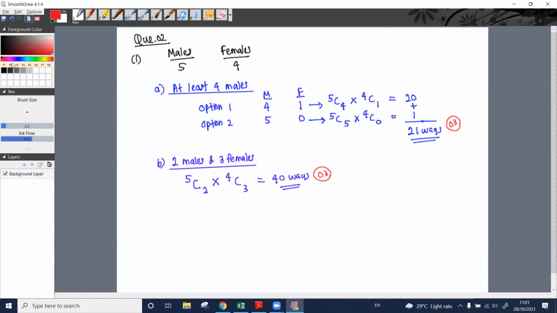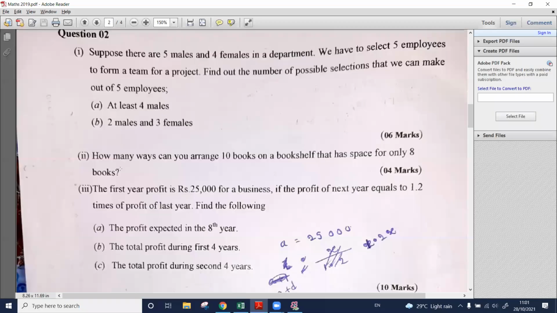Part 2. How many ways can you arrange 10 books on a bookshelf that has space for only 8 books? How many ways can you arrange?